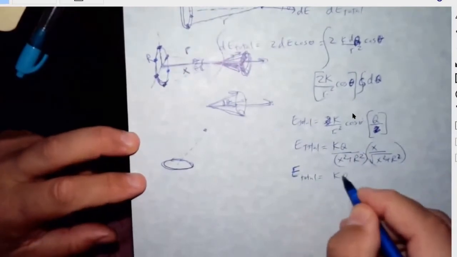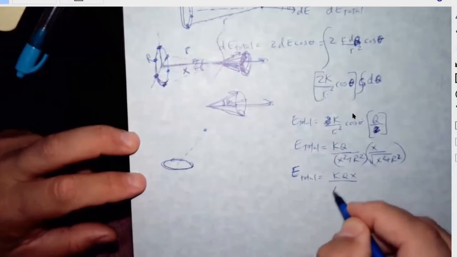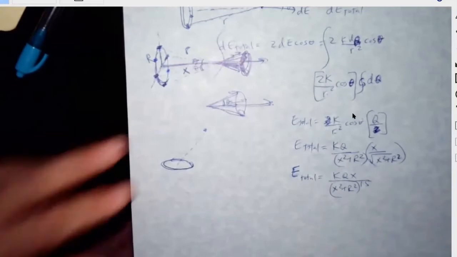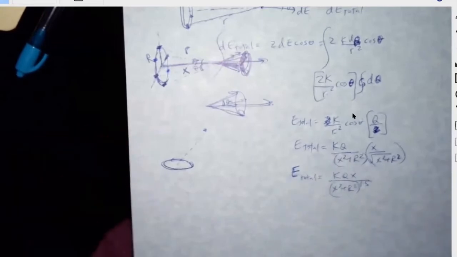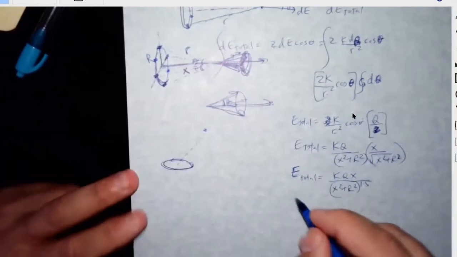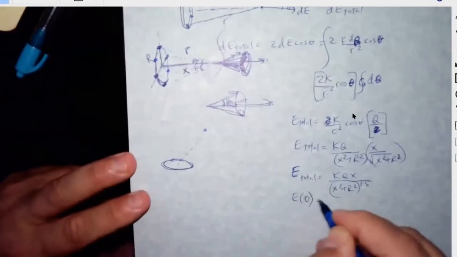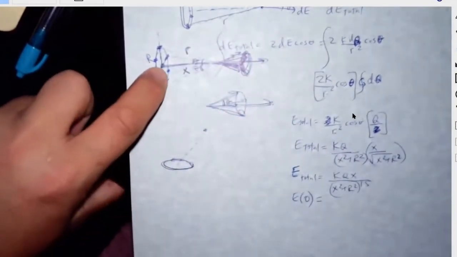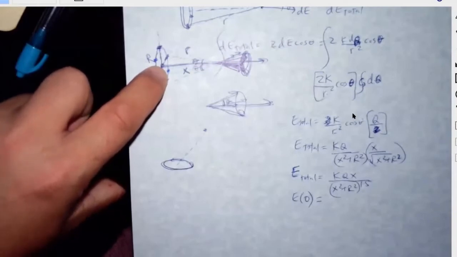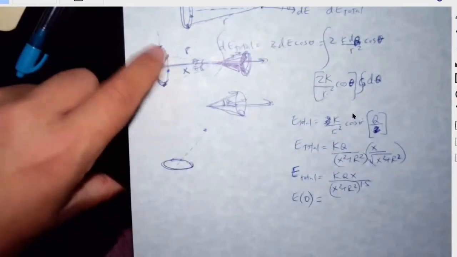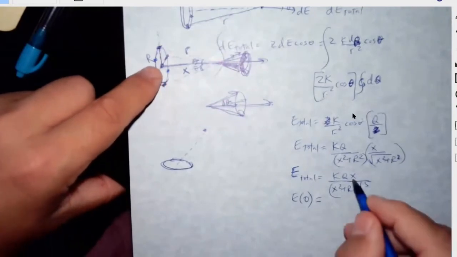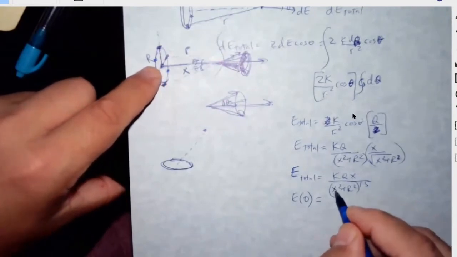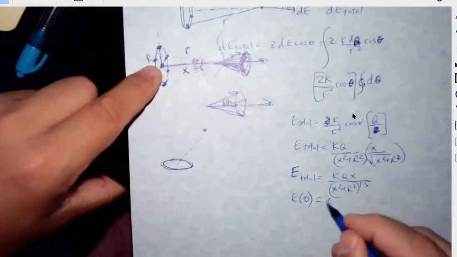So kQx over (x squared plus R squared) to the 1.5 power. Okay, I could do a couple things to that to see if it's making sense. First, let me find the electric field right at the center of a ring. We do expect that the electric field there should be 0, right? Completely, because you're surrounded by charges. So if I put 0 here and 0 here, I should get perfectly 0. Okay, it does check out.